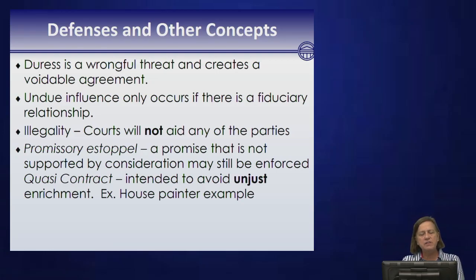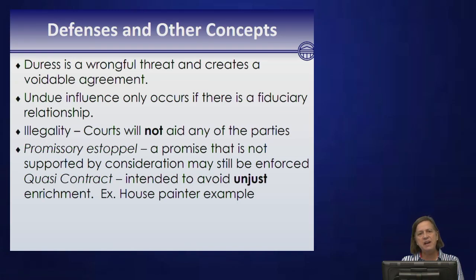She went to Dr. Cochran and said, all right, give me my $10,000. Does he owe it to her? And the answer is yes. This is an example of promissory estoppel. She relied on his promise to her detriment. What's her detriment, you say?